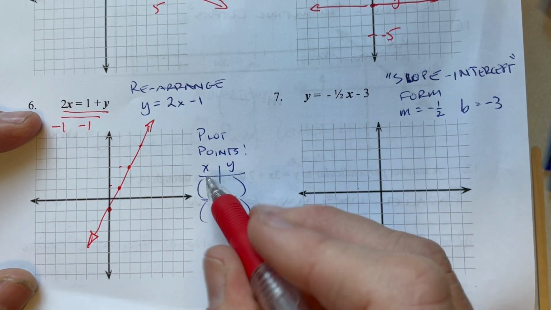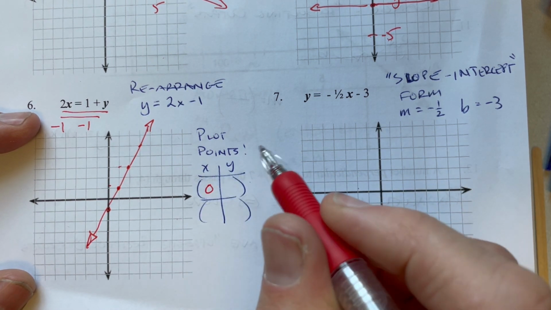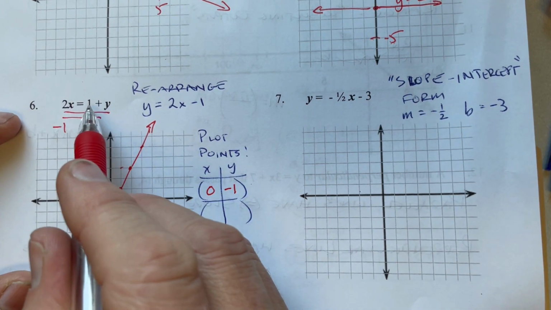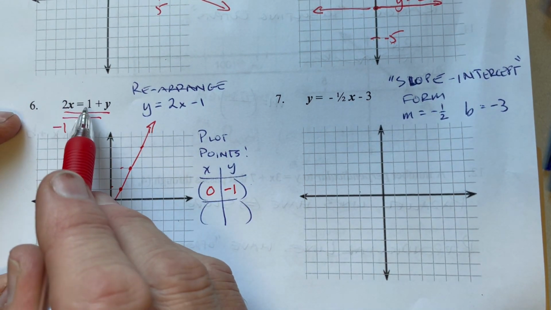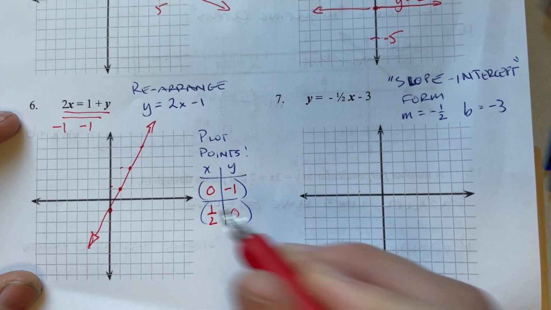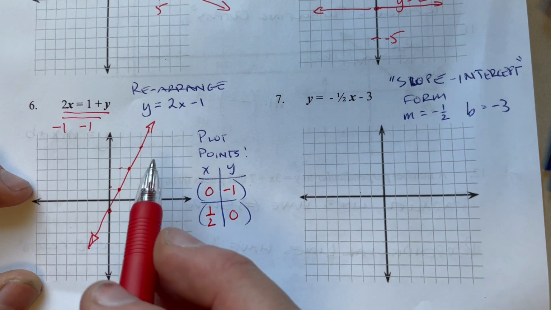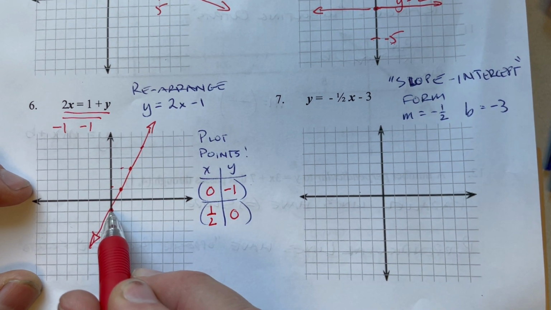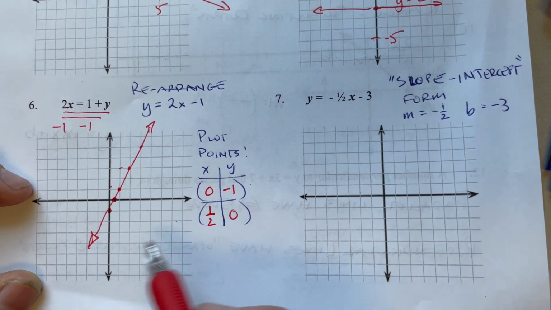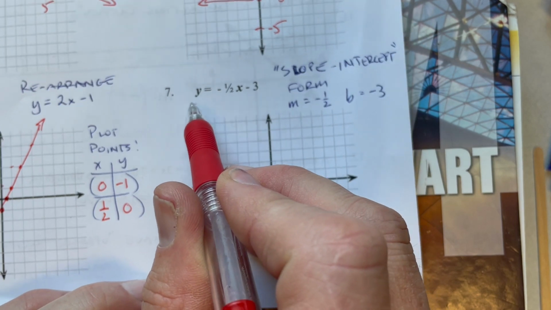Or I could just plot some points. I could just say, hey, if I plug in 0 for x, when x is 0, y is -1, and when y is 0, 2 times something is 1. The only thing that would work there is 1/2. So I could plug in these points, and then you could see I could plot them. It's a little bit harder perhaps. 0, -1, and then I would have that point right there as 1/2, 0, but it would still work.